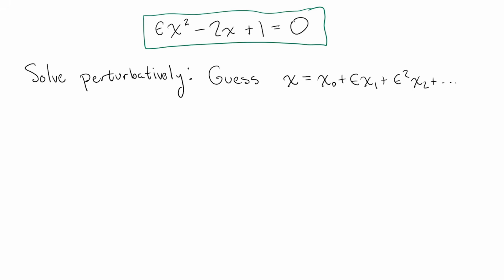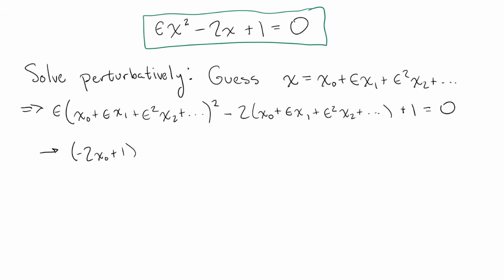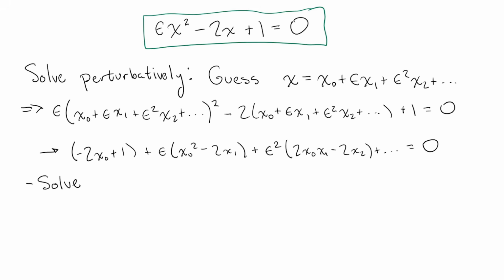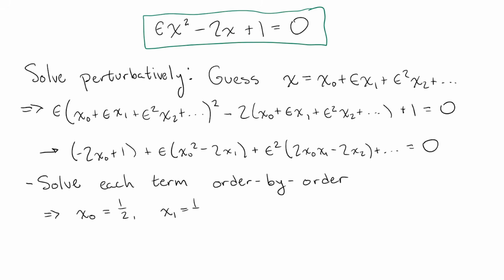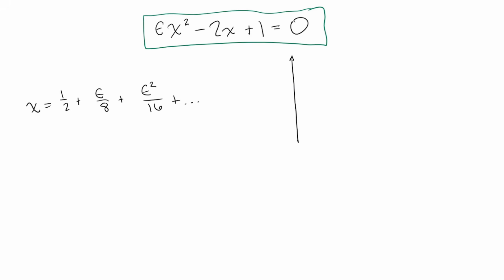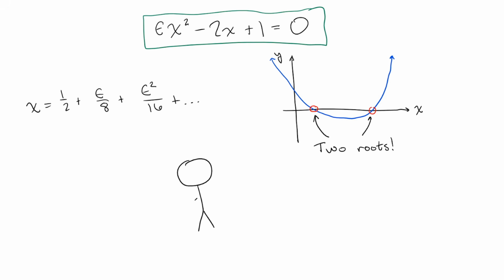as a sum of terms with increasing power of epsilon. Now, we just plug this expansion in for x in the original equation, and separate our terms by the order of epsilon. Finally, we can solve this equation order by order in epsilon to find each term in our perturbative expansion. On the surface, this seems fine, but if we try to plot this function, we will see that it actually has two roots, but we only found one.